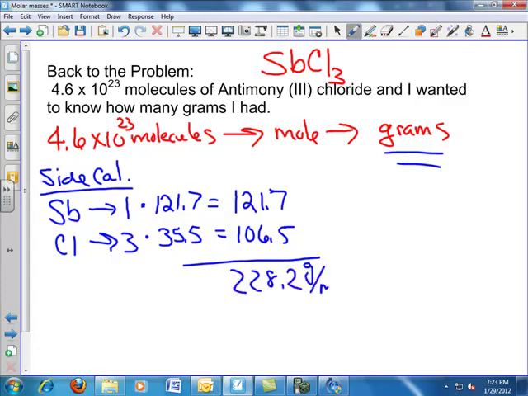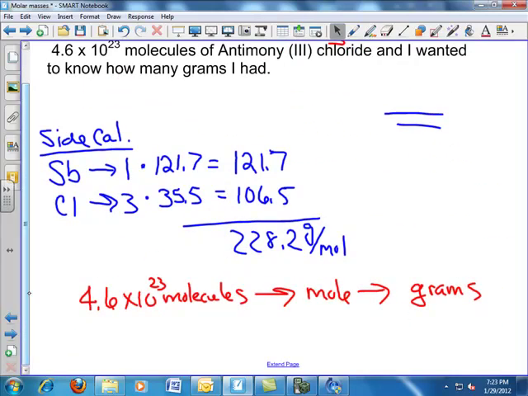And I get 228.2 grams per mole as my molar mass. So, good, bad, or otherwise, one of the steps that you always have to do in these is you always have to calculate this molar mass. Okay, so let's bring my plan down here.